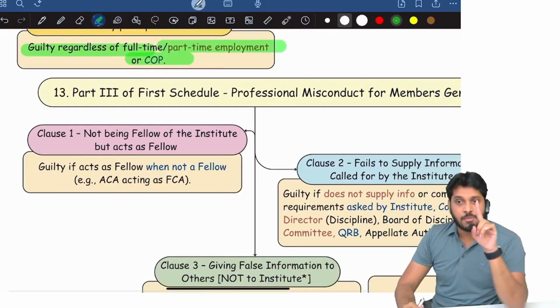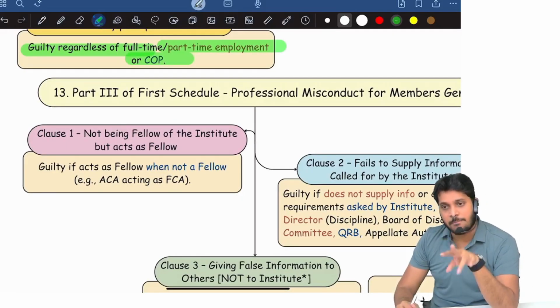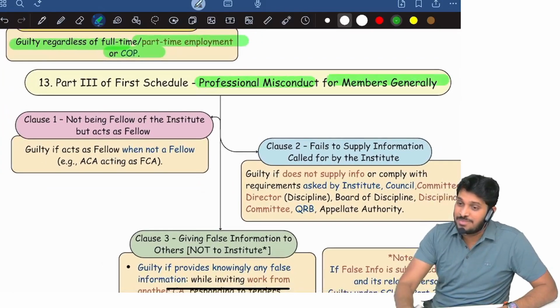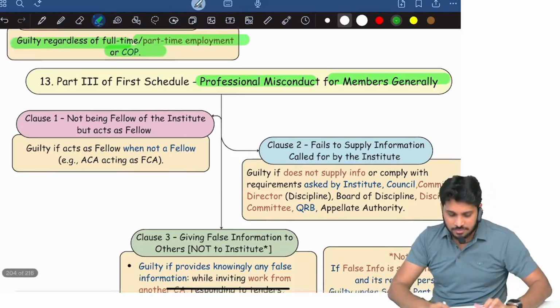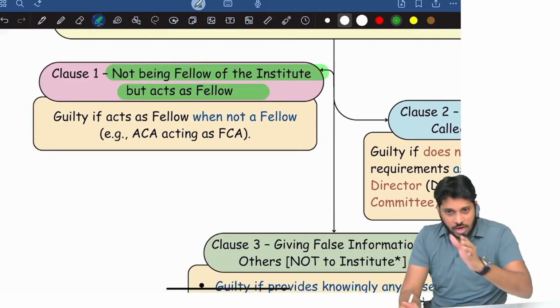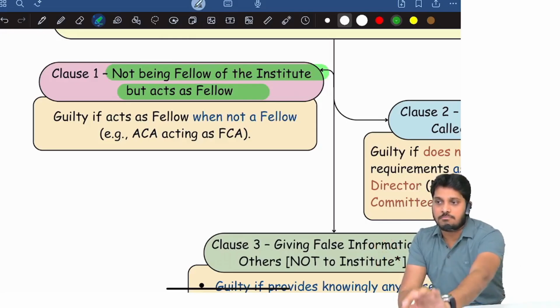Next, that is part number 2. Guilty of professional misconduct for members in service. Then there is some professional misconduct for members generally. Whether you are in service or in practice, it doesn't matter, this will apply. Suppose you are not a fellow of the institute but acting as a fellow. You are not an FCA but pretending to be an FCA, then you are deemed to be guilty of professional misconduct.